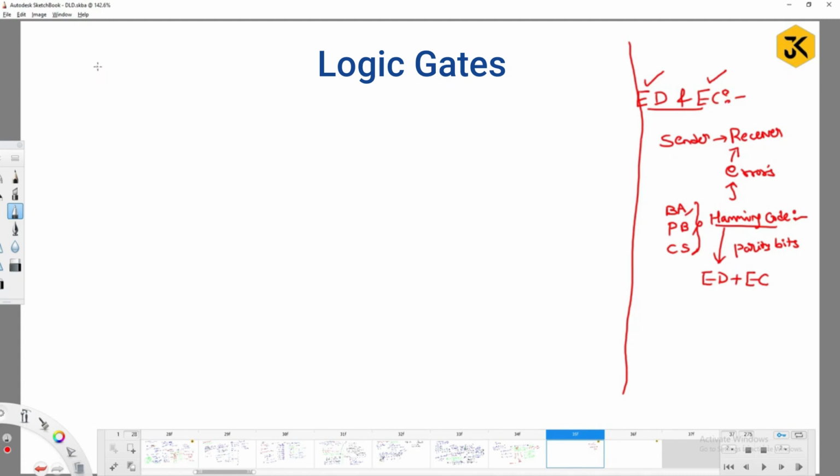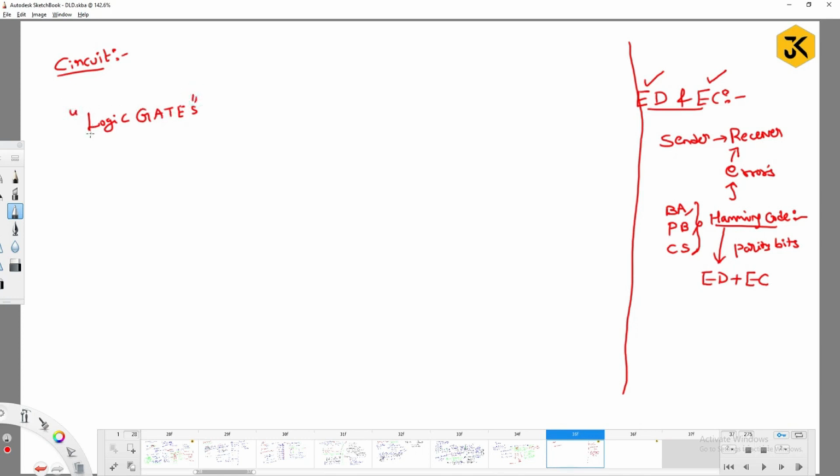You are designing any kind of a circuit. This circuit requires various kinds of gates. Those gates we call logic gates. And the concept of learning how to use these logic gates, we can call logic design.